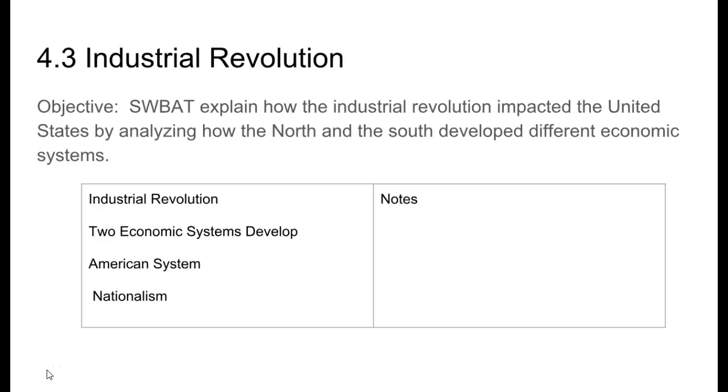Hi everyone, this is 4.3, the Industrial Revolution. By the end of class, you'll be able to explain how the Industrial Revolution impacted the United States by analyzing how the North and South developed different economic systems.